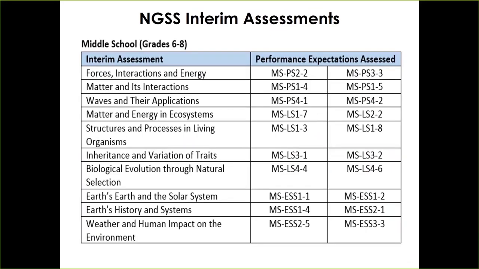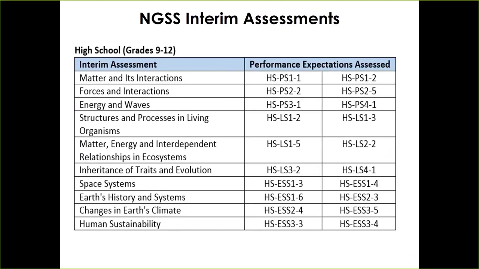Here you will see the items that you will find at the middle school grade bands 6 to 8, as indicated by the letters MS. And finally, this slide identifies the items you will find at the high school grade band 9 to 12, as indicated by the letters HS.